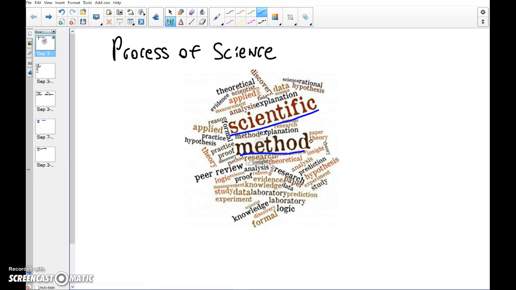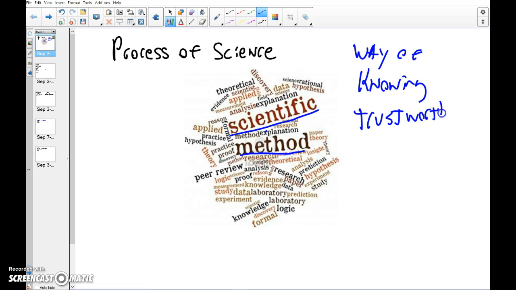Okay? What you have to understand is when we're talking about the scientific method or the process of science, what we're really getting at is a way of knowing that is trustworthy. And that's a big deal when it comes to things like peer review. Part of the reason we trust science is because other scientists redo experiments. That's why we care a lot about data and how it's done well. That's why we care a lot about evidence, and also why we care a lot about the practice.